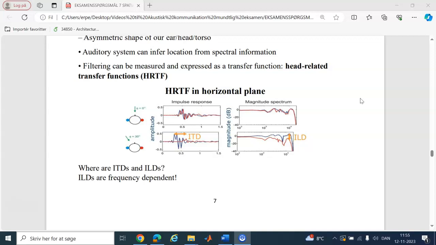ILDs are frequency dependent. Yeah, bigger ILDs at higher, bigger ILDs with higher frequencies. Yeah, not the same for ITD. Okay.